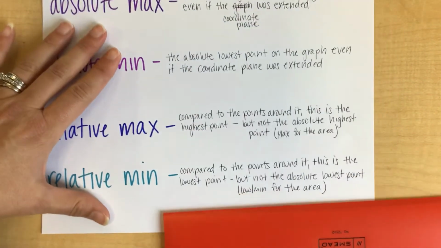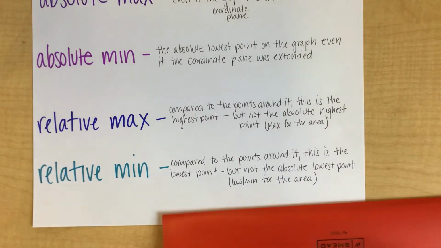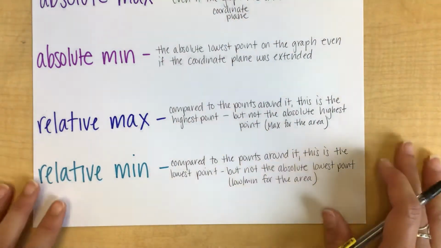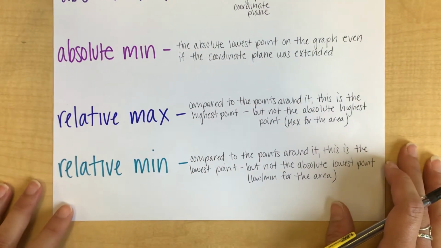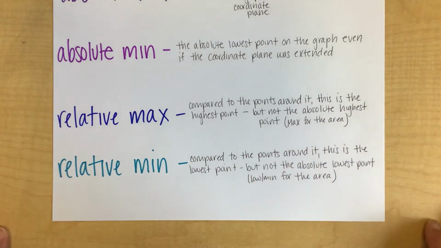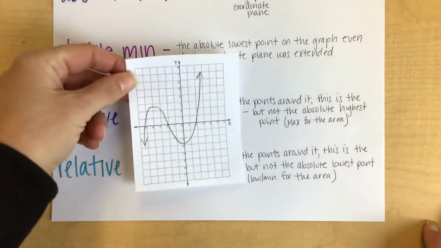So we kind of talked about these already. Relative max and relative min. Compared to the points around it, this is the highest point, but not the absolute highest point. So it's just the max for that area on the graph. And the same thing with the relative min. So let me show you another example.